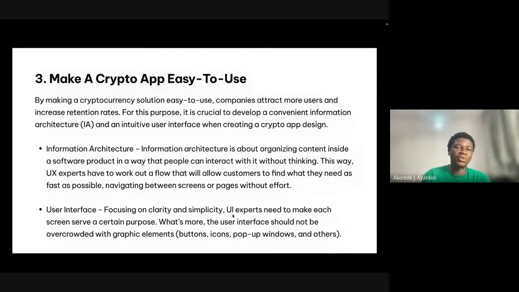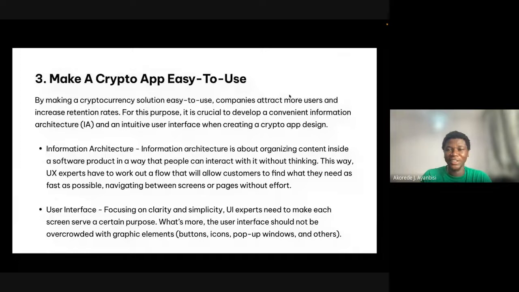And I think that's the main reason why a lot of crypto products and Web3 products out there are actively employing product designers, because now there are a lot of use cases, right? And they want this to be easy to use, right? They want people to be able to download the application or visit their web application and transact business, use their products better. So by making a cryptocurrency solution easy to use, companies attract more users and increase retention rates.